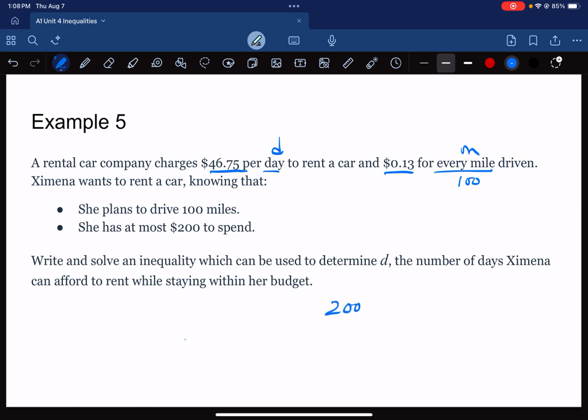Write and solve an inequality that can be used to determine the number of days that Ximena can afford to rent while staying within her budget. So can she spend more than 200? No, less. Can she spend exactly 200? Yeah, 200 is at most 200. So how does she spend her money? She spends 46.75 each day plus, let's go ahead and multiply 13 times 100, and that's going to give me 13 cents times 100 is $13. Then I subtract that from 200.